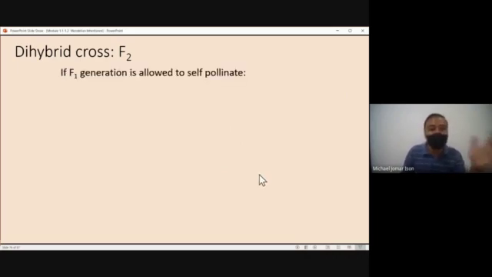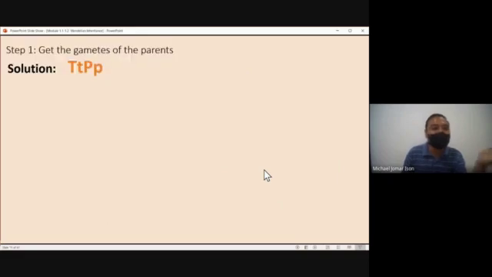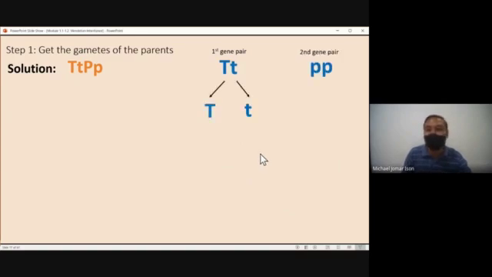First of all, you will allow the F1 and another F1 to self-pollinate. And this is how you get the gametes of the parent. So you have here the big T, small t, big P, small p, which would be the heterozygote, the F1 generation. First gene pair, you separate them again. So it's a big T and a small t. Second gene pair, you separate them. So you will get a big P and a small p over here. And then you just randomly distribute the big T and the small t. And then you also randomly distribute the big P and the small p. Just like that.